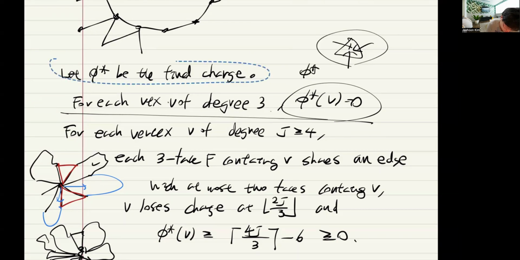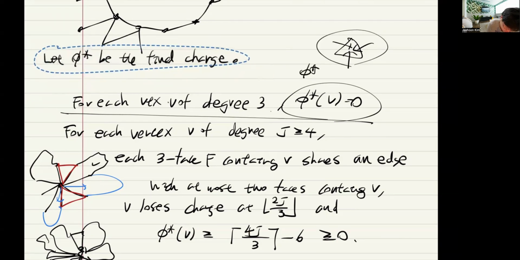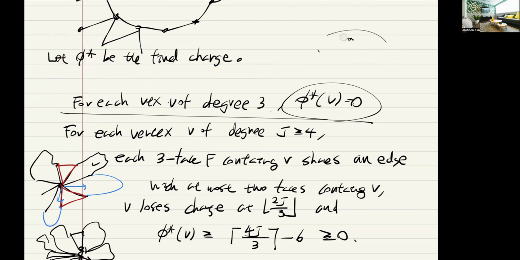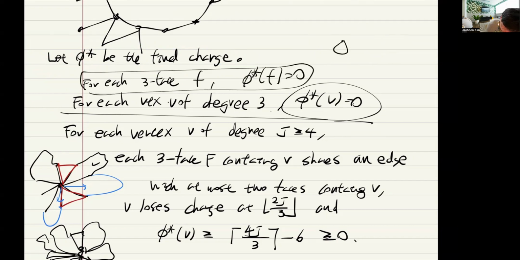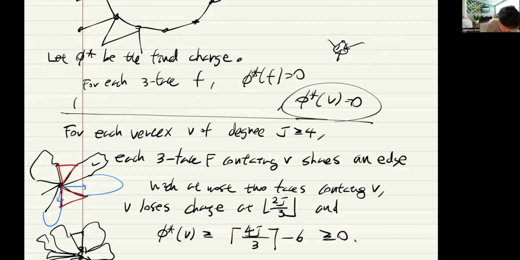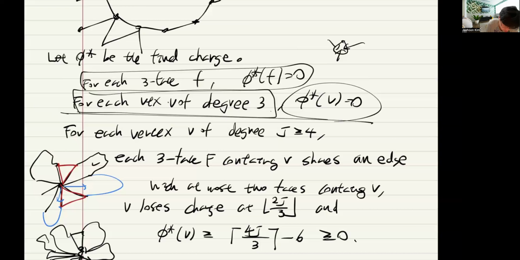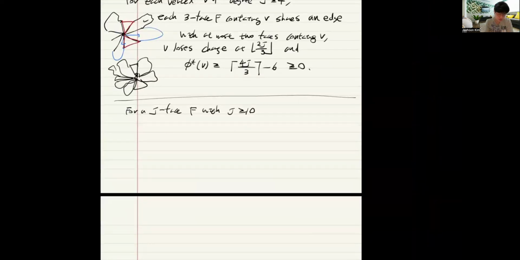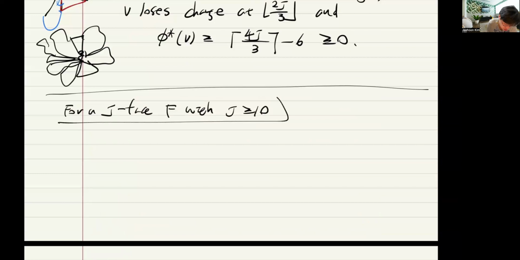So let's add, for each 3-phase F, its final charge is 0 because it takes 1 from 3 sides. And for each vertex of degree 3, its charge is also 0. It doesn't change. So the only remaining things are the phases with length at least 10.